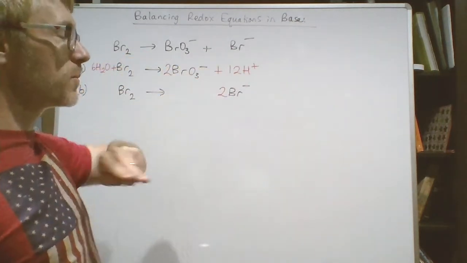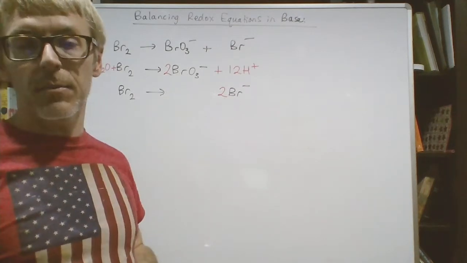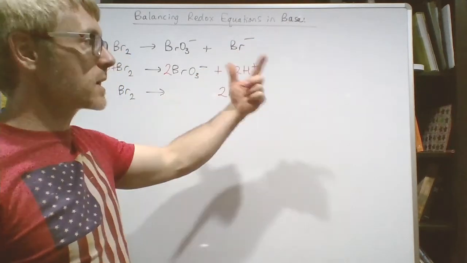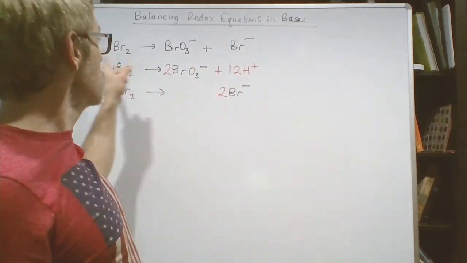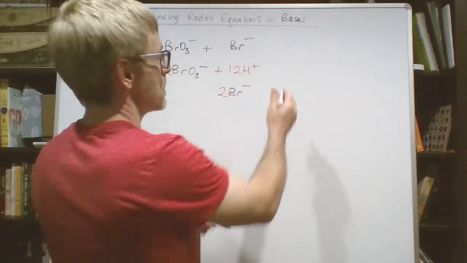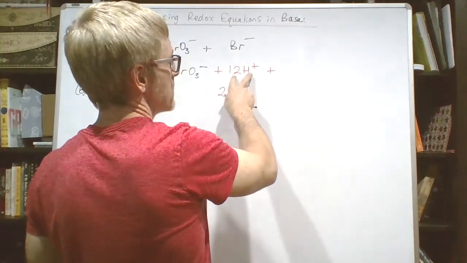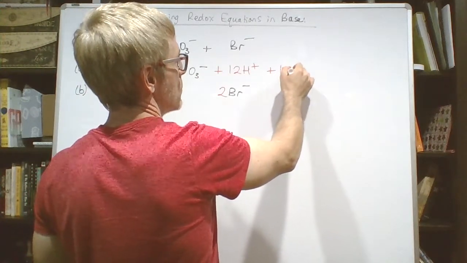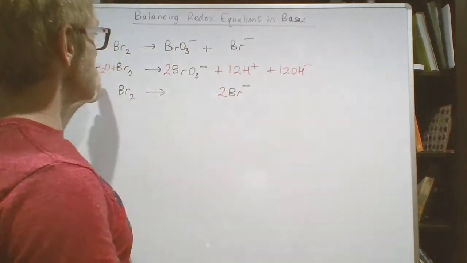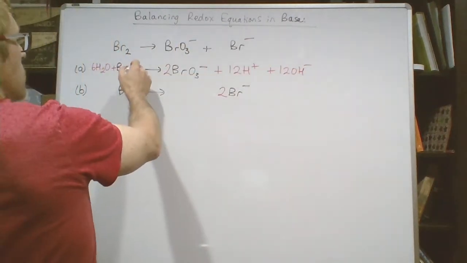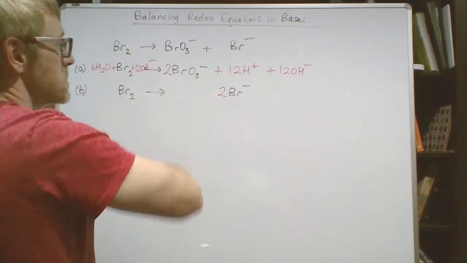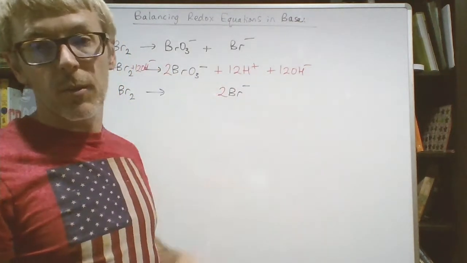12 protons here. Now if I were in acidic medium, I'd be done now, but I'm in basic medium, so there's an extra step. When you counterbalance hydrogen with H+, you have to go in and add an equal number of OH-. So if I added 12 H+, I now have to add 12 OH-, but I have to add it to both sides. So I've now got to add 12 OH- to both sides. It's important that you do it to both sides.